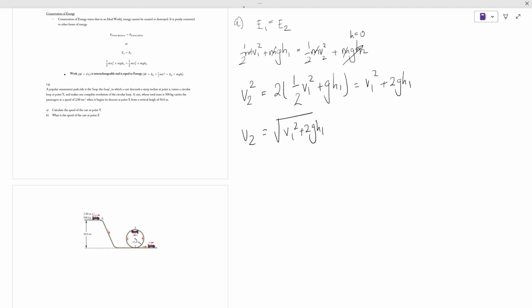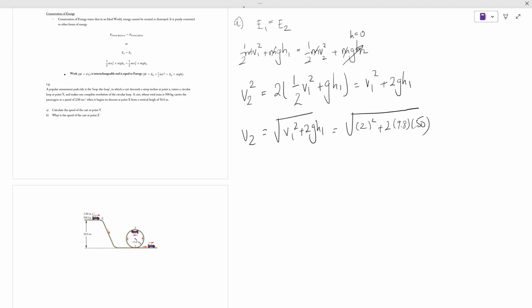All right, and all you have to do is just start filling it in. So we know that at v1, so at point X or point 1, it has a total velocity of 2 meters per second. So 2 squared plus 2 times gravity. We always take gravity on Earth as 9.8, and it's given in your formula sheet as well. And the height at point 1 is 50 meters, so we put 50 meters.